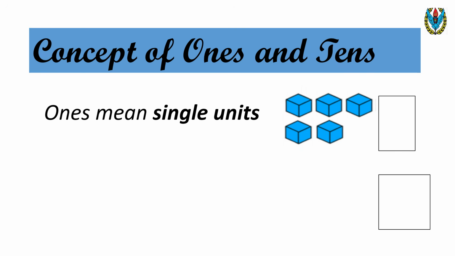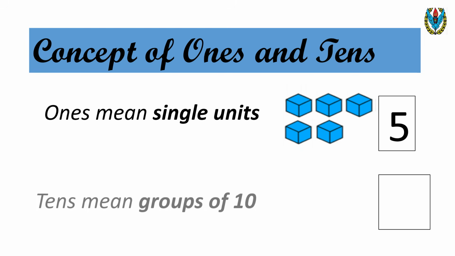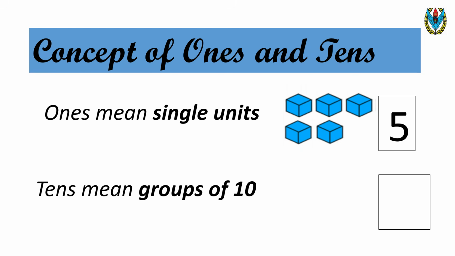Here is an example of five boxes, 5 items. So we can say that this is ones. 5 is ones.